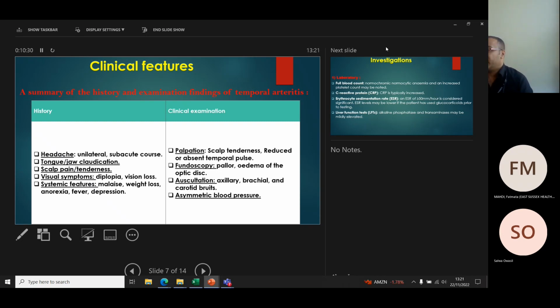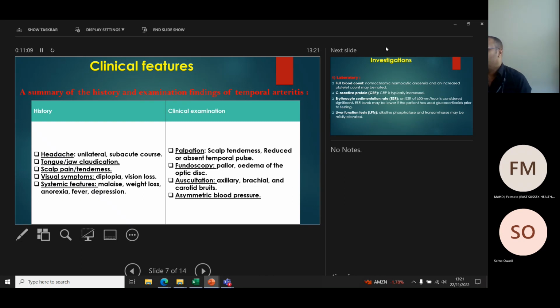Visual disturbance could be in the form of double vision, diminution of vision, blurred vision, partial loss of vision, or complete loss of vision. If there is any visual disturbance at all, this is a red flag sign that you have to refer the patient directly to both rheumatology and ophthalmology to do fundoscopy to check the optic disc. Systemic features, as we mentioned, like fever, loss of weight, malaise, fatigue, and of course muscle pain and stiffness, are manifestations of polymyalgia rheumatica, PMR.